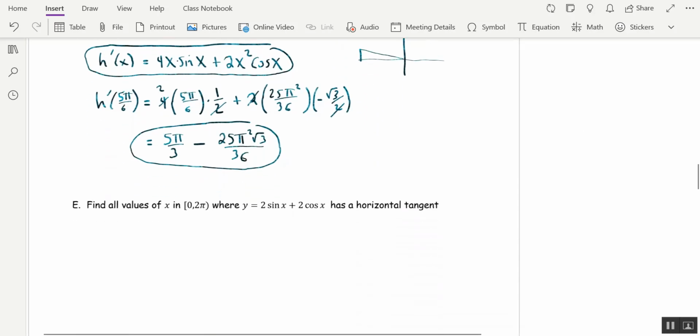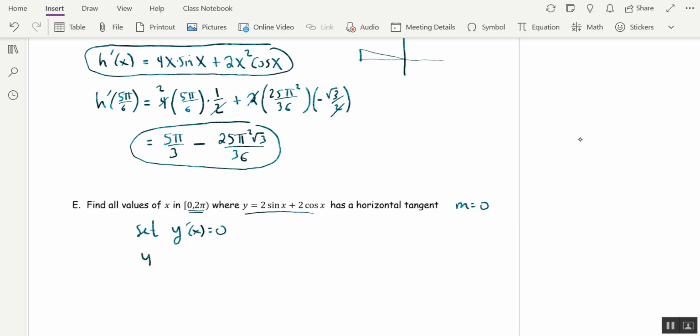Okay, last one. Find all the values of x in the interval 0 to pi over 2, where this function has a horizontal tangent. All right, our game plan. Horizontal tangent means m equals 0. M is the derivative. That's the slope of the tangent. So what I want to do is set y prime of x equal to 0 and solve for x. And I only want angles in this interval.